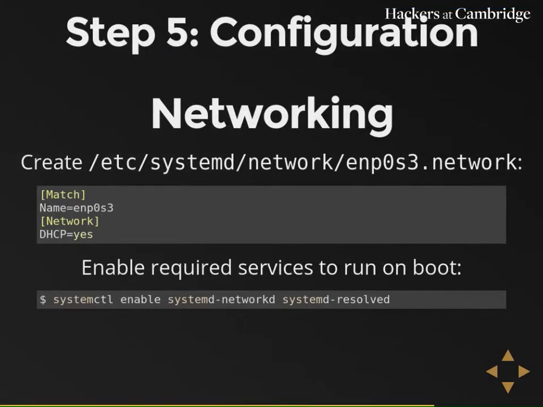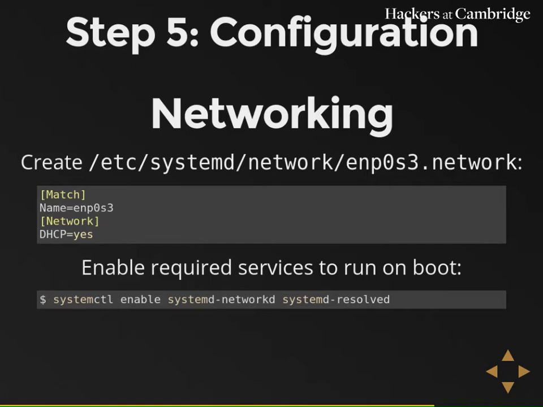For that, we create a single file. The important part here is the name doesn't matter, but it has to end in .network, and you put it in /etc/systemd/network. So for simplicity's sake, we've called it the same as our interface. So you'll want to create, again with nano, /etc/systemd/network/enp0s3.network, or whatever you like, .network.